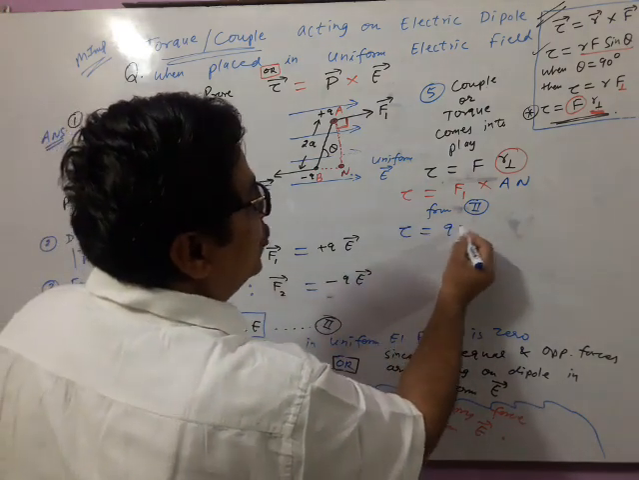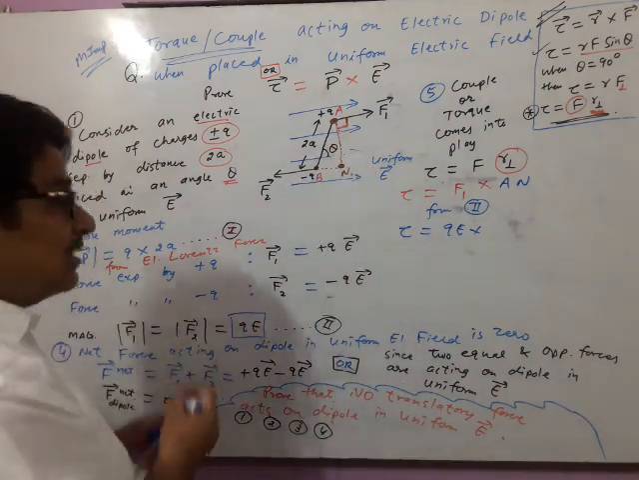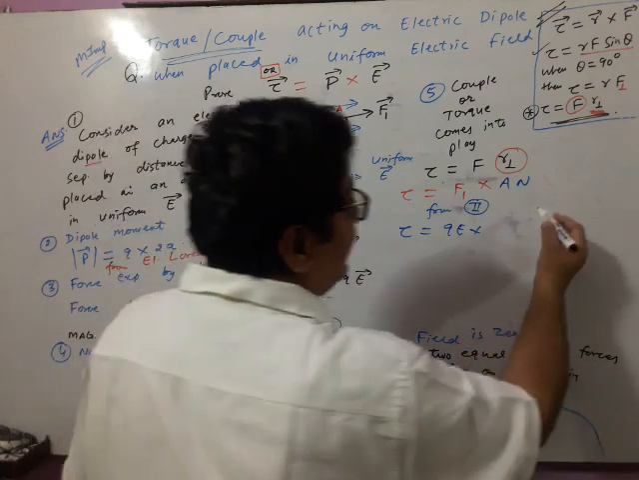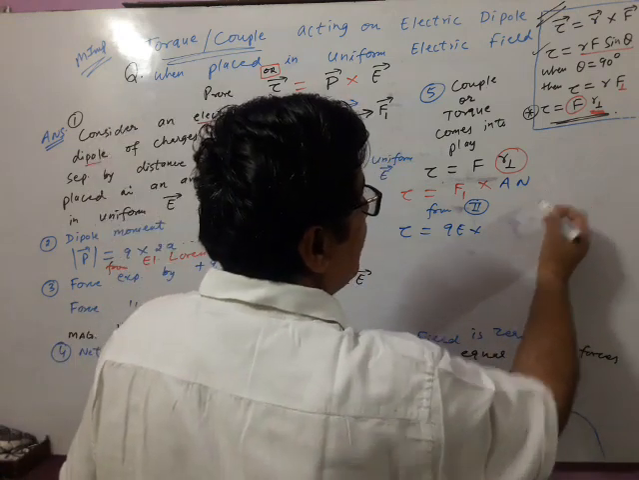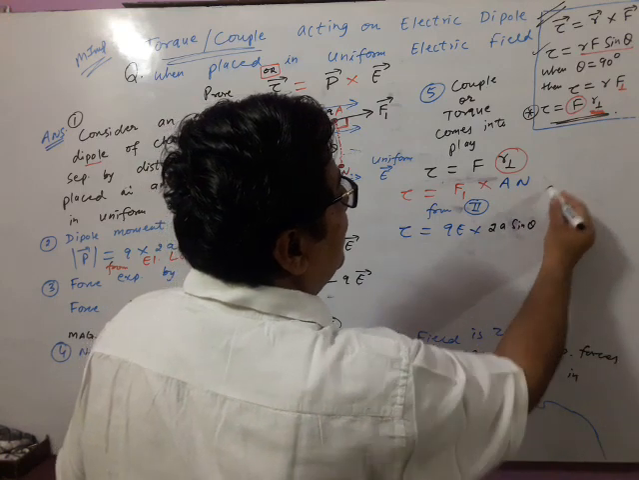So F1 is Q into E. What is AN? This AN is this one. From this triangle you may find it is 2a sin theta. Now you may write it like this. First of all write this is 2a, this is 2a sin theta, with the reason.